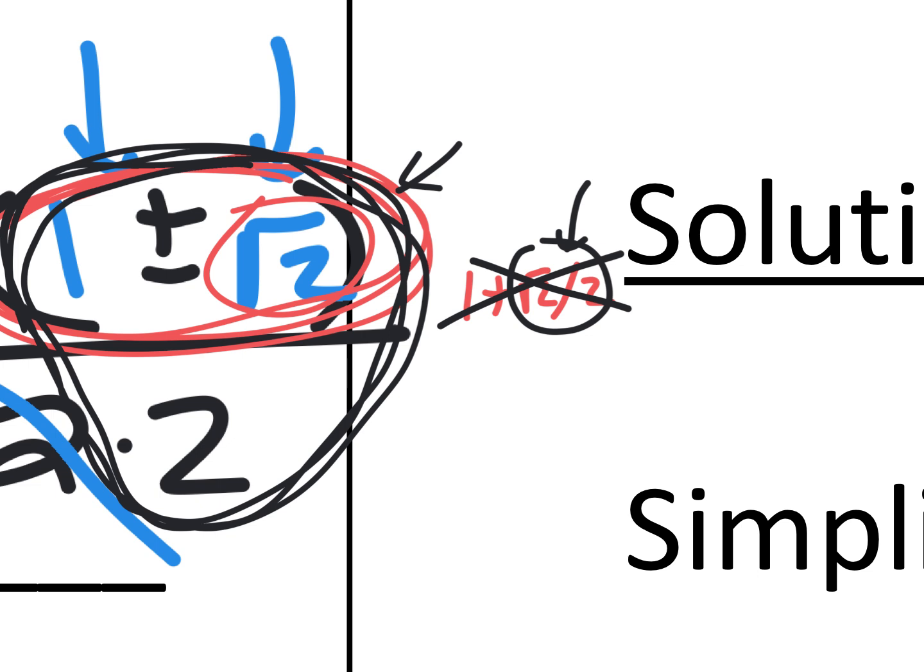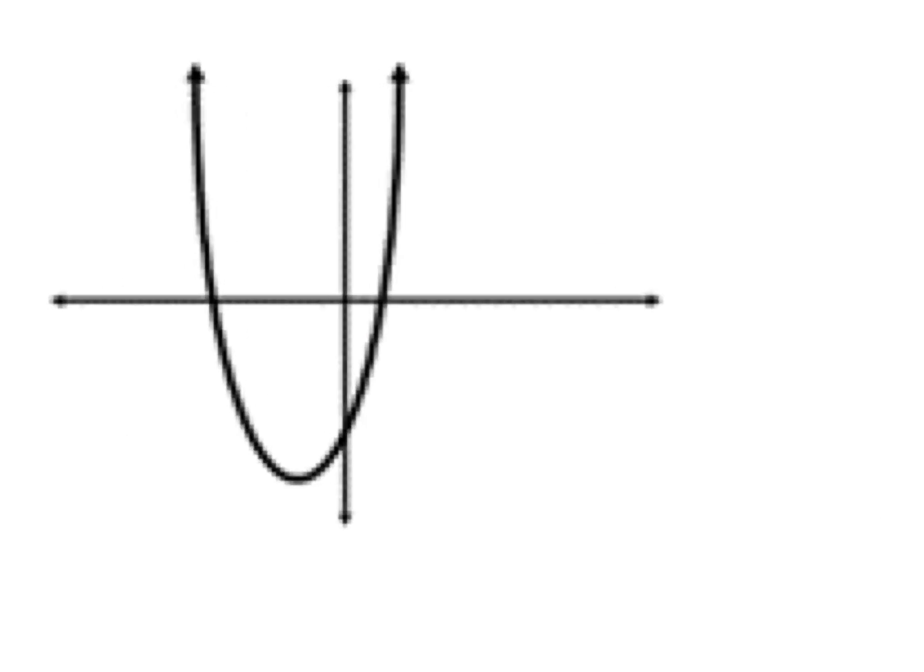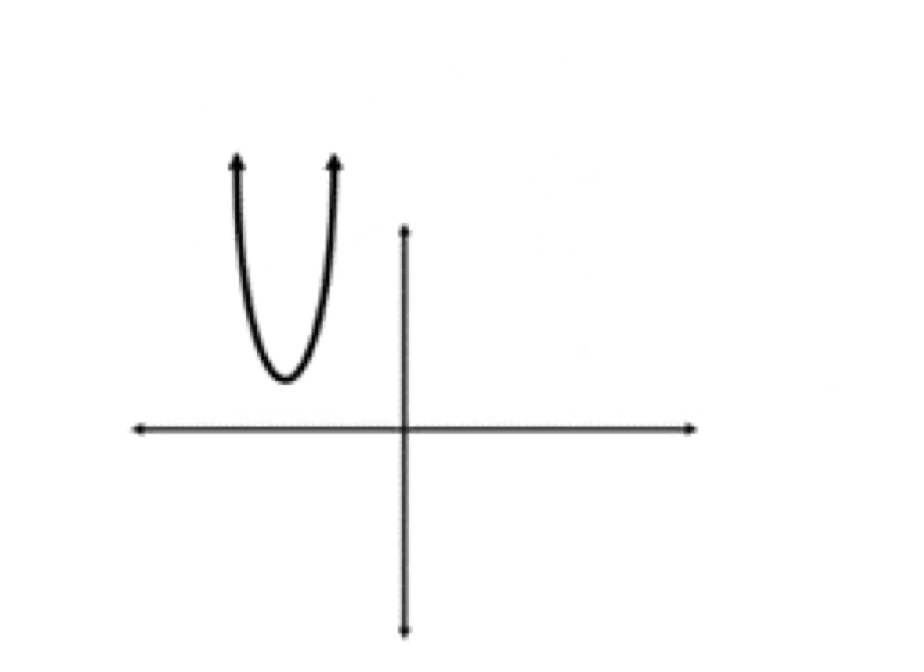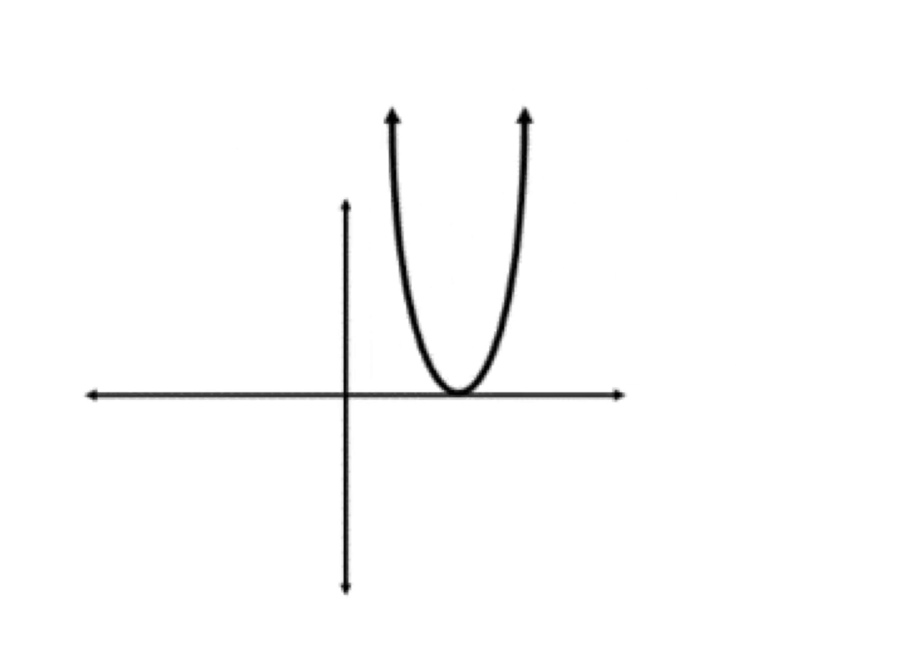All right, how many solutions does this one have? It's an easy question, don't overthink it. 2. Those are the solutions. How many solutions does this one have? None. How many solutions does this one have? And it's the vertex. All right.